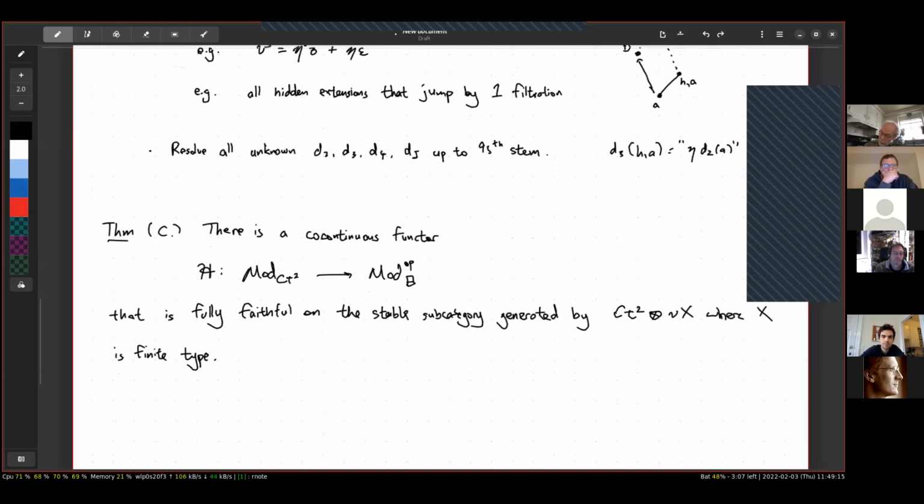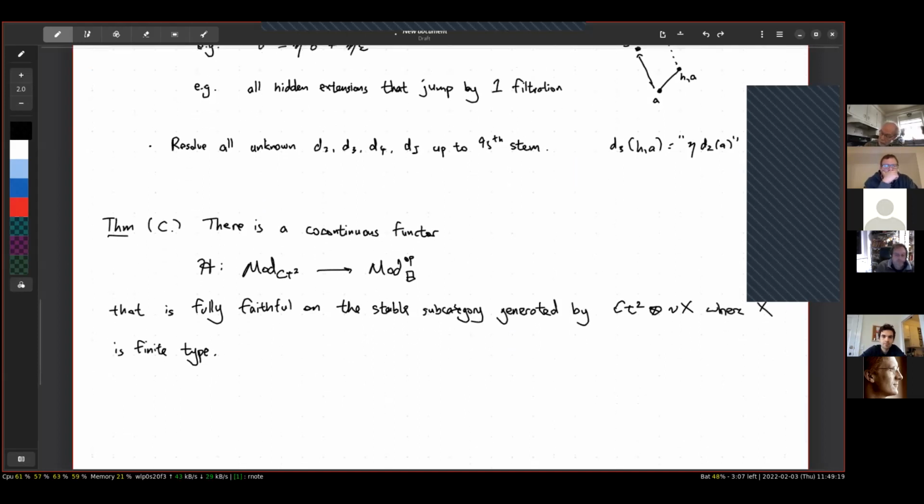Okay. So this is the theoretical result that underpins why these calculations work. And the point is that once we know what B is, it's a differential graded algebra, and we can do homological algebra on the right-hand side to do the calculations that we want.